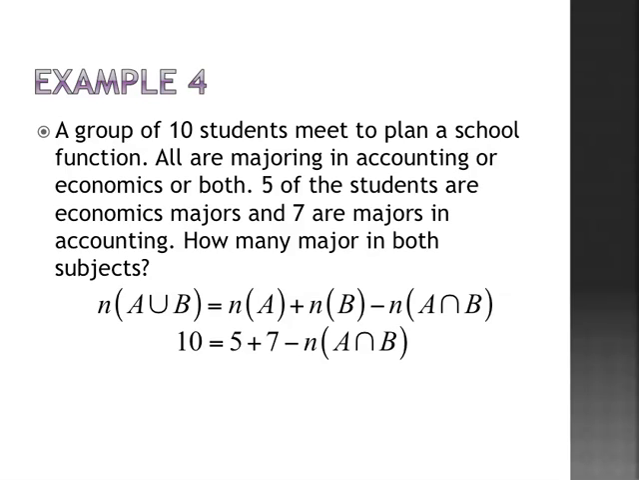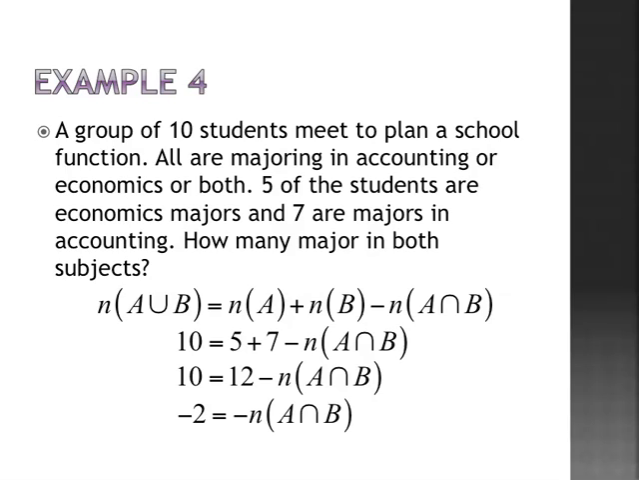All right, now to find that number, all we have to do is get that by itself. We can go ahead and subtract that 12 from both sides. We get -2, which really just means that the number of elements that are in both A and B is going to be 2. Now you can check to make sure that that works. You can absolutely draw this out in a Venn diagram, and you would see that, well, if 5 of them are economics majors, 7 are accounting majors, but there are only 10 of them, that must mean that 2 of them are majoring in both. There are 2 of them that overlap within those sets.